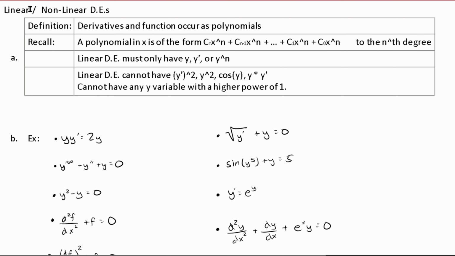We're going to look over the definition of linear and nonlinear differential equations, and we're going to go over some examples so that we can ingrain them in our memory. The definition of linear differential equations is that derivatives and functions occur as polynomials.